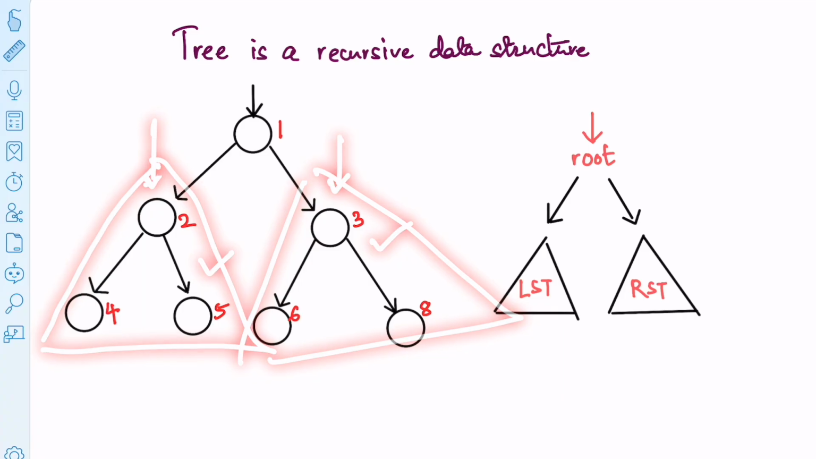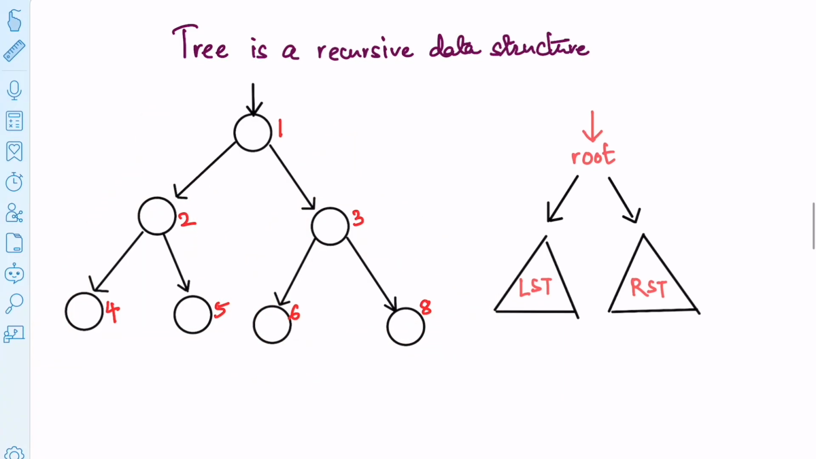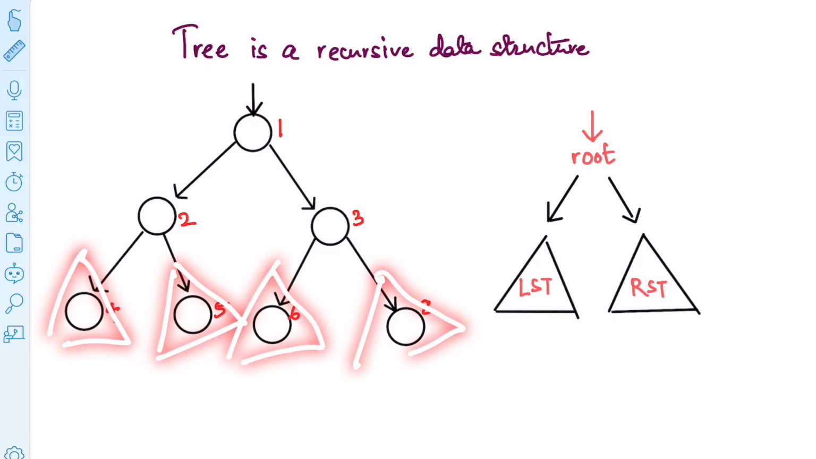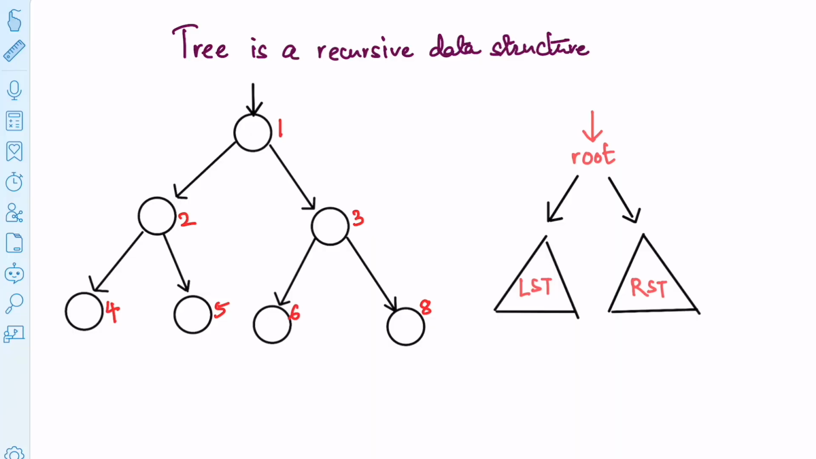Going deeper, for 2, 4 and 5 are the subtrees as well. Similarly, for 3, 6 and 8 are the subtrees itself. So with this we can see the tree is a recursive data structure, where the left side will be the left subtree and the right side will be the right subtree. I am using this left subtree, right subtree concept from binary trees. Let's talk about that as well.